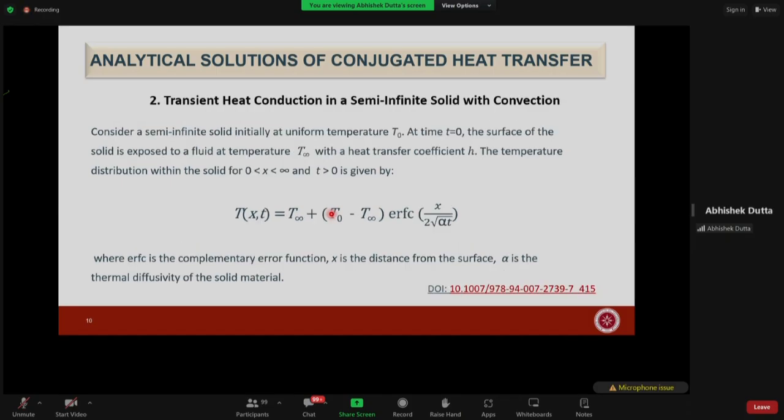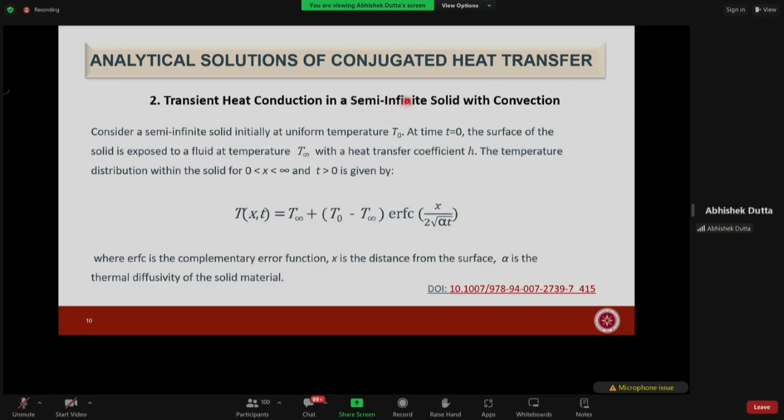Coming to another example. This example is about a semi-infinite solid. By the way, I want to be clear with you. Do you know what a semi-infinite solid is? Any one of you? What exactly is a semi-infinite? Before I keep on talking, it's better to know the basic thing here. So, we are talking about transient heat conduction in a semi-infinite solid with convection.